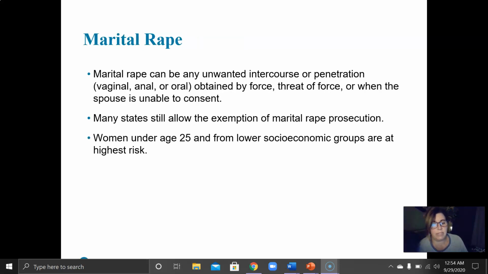Marital rape is defined as any unwanted intercourse or penetration between spouses obtained by force, by threat of force, or when the spouse is unable to consent. Many states still allow the exemption of marital rape prosecution. Women raised in cultures where male dominance is the norm, as well as pregnant, separated, and divorced women, all have higher rates of forced sex within the confines of marriage. Women under age 25 and from lower socioeconomic groups are at a much higher risk.